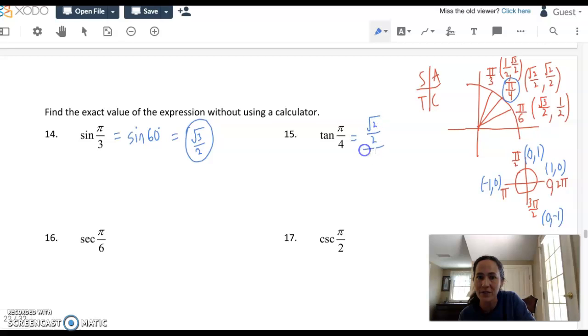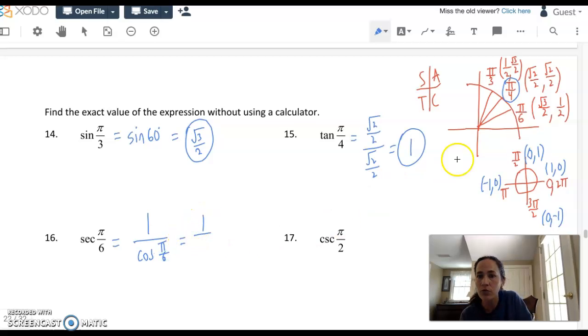It's kind of silly that I even write this out when I know one fraction, the same fraction over itself, is going to give you a tangent of 1. Secant of pi over 6, right? It's like me saying, what's 1 over the cosine of pi over 6? And we know pi over 6 is 30 degrees.